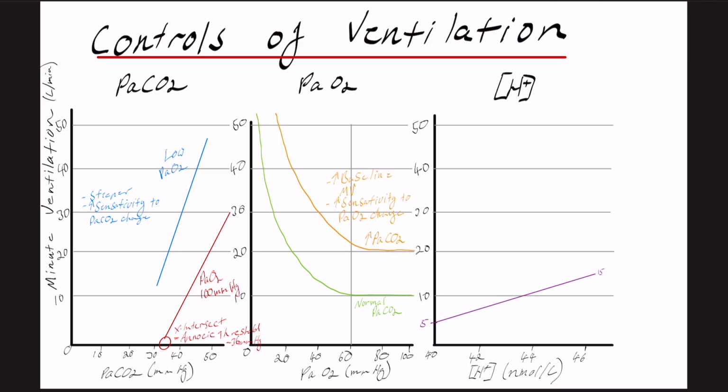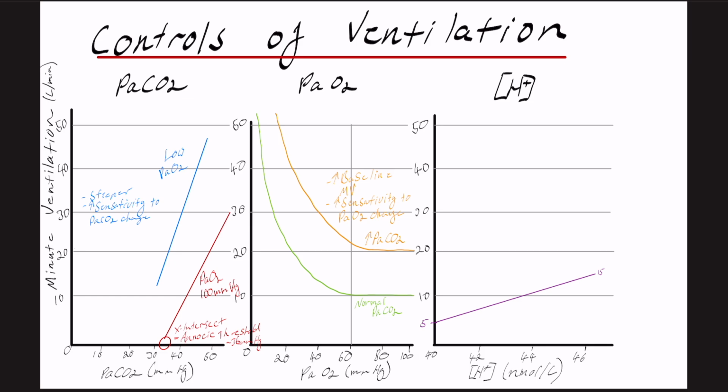Now lastly, for our hydrogen ion concentration, we can see that it's also quite linear, at about 5 liters per minute for 40 nanomole per liter of hydrogen ions, and it goes up to about 15 liters per minute for ventilation at about 46 nanomole per liter of hydrogen ions. You can see that the change isn't as great. It's only about 10 liters per minute for this small change in hydrogen ions, but it does represent that there's quite a lot of sensitivity to hydrogen ion changes, as our body likes to keep it in tight control.